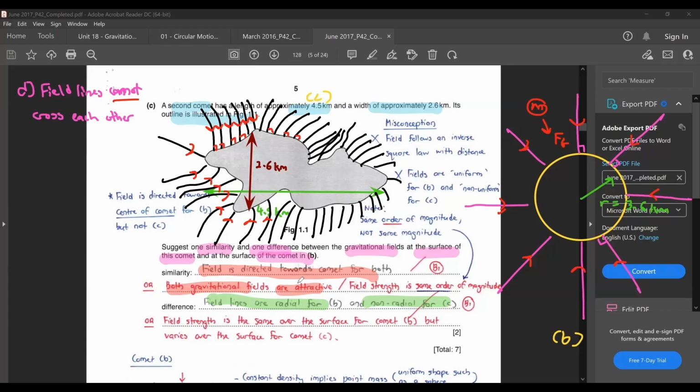Now, if you look at the other answer, they told you that field strength is the same order of magnitude. Okay, look at the wordings. Field strength is the same order of magnitude. They're not saying they are of the same magnitude, but rather they're saying they're of the same order of magnitude. Now, what do we mean by same order of magnitude in the first place?